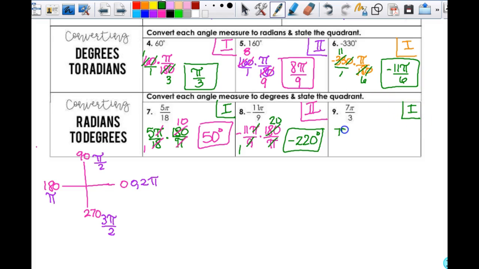So that means 7 pi thirds times 180 over pi. And then cancel the pi's out. 3 goes into 3 once, into 180 60 times. So that gives me 420. So since I already knew it was more than a full rotation, then I knew my answer should be more than 360. And so hopefully that should make sense in the end.